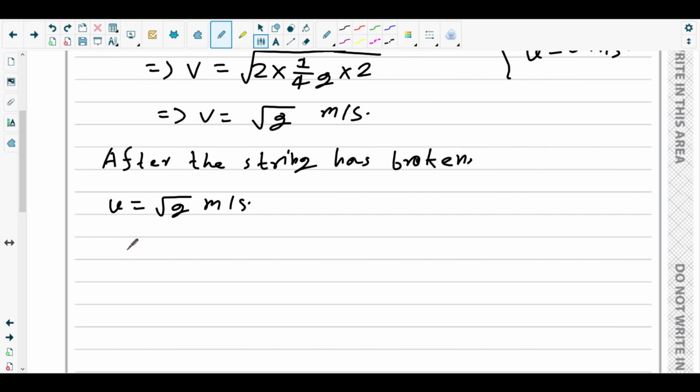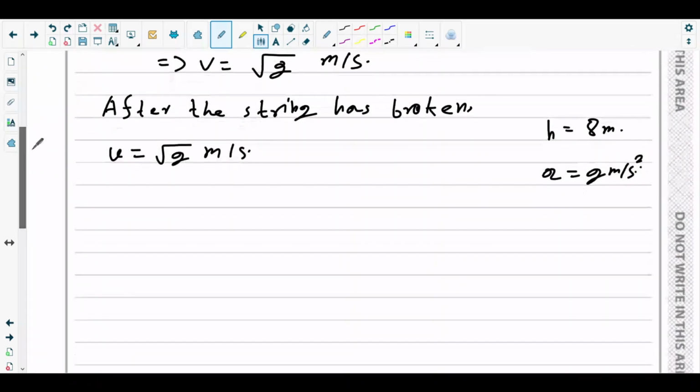So for finding v, what are the values we know? Height travelled, this is 8 meter, because initially particle Q was at 10-meter height, then it descended for 2 meter, then the string has broken, and then the remaining distance is how much? 10 minus 2, this is 8 meter. Acceleration is equal to g meter per second square, the force of gravity. So v square equals u square plus twice of as. So we need to find out v.